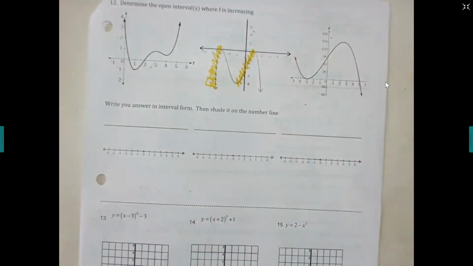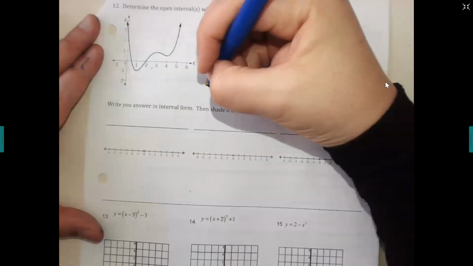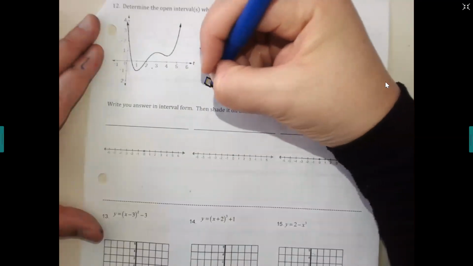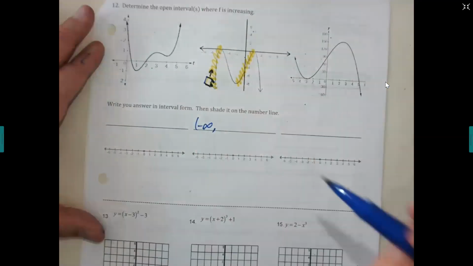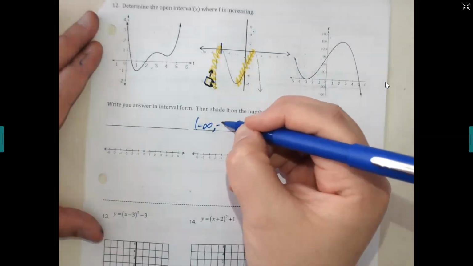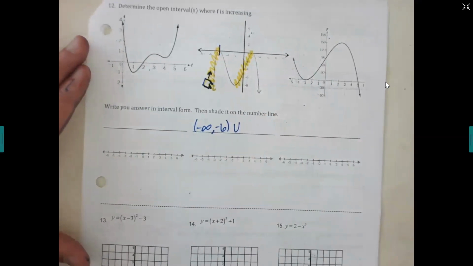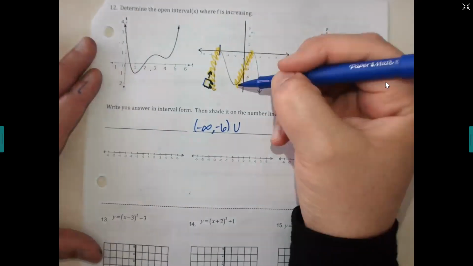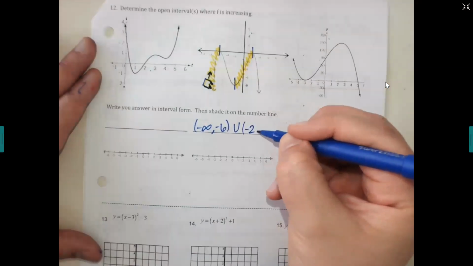Okay, so let's write those intervals. My first interval, if it goes all the way to the left end of the graph, what would I put for this? Negative infinity. And then when does it stop going uphill? What number? -6, correct. Put your little U. Where does it start going uphill again? And it stops at 2.